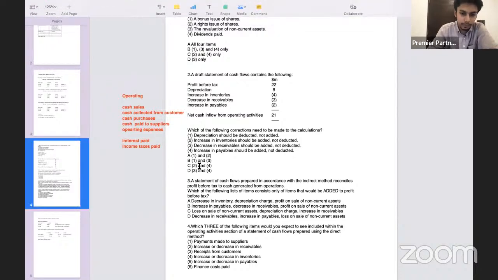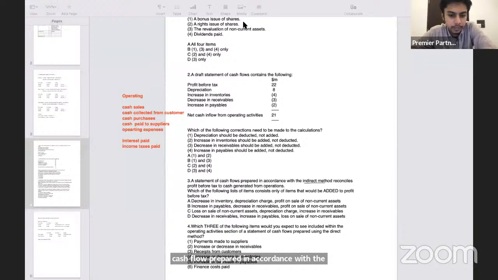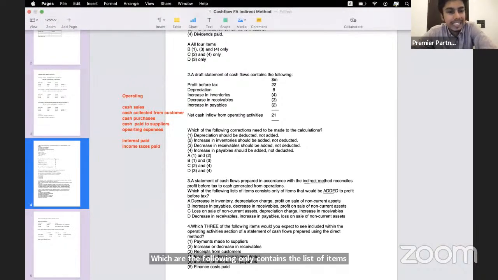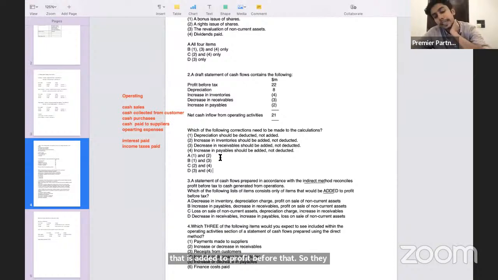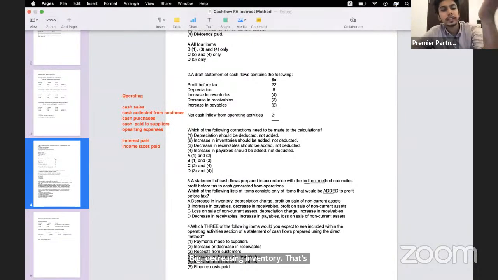Okay, right. So guys, let's look at the third one. A statement of cash flow prepared in accordance with the indirect method. Which of the following only contains the list of items that is added to profit before tax? So they are only asking about the adding part. Decrease in inventory. That's correct, no guys? Normally when the inventory is reducing, money comes in, so we add.